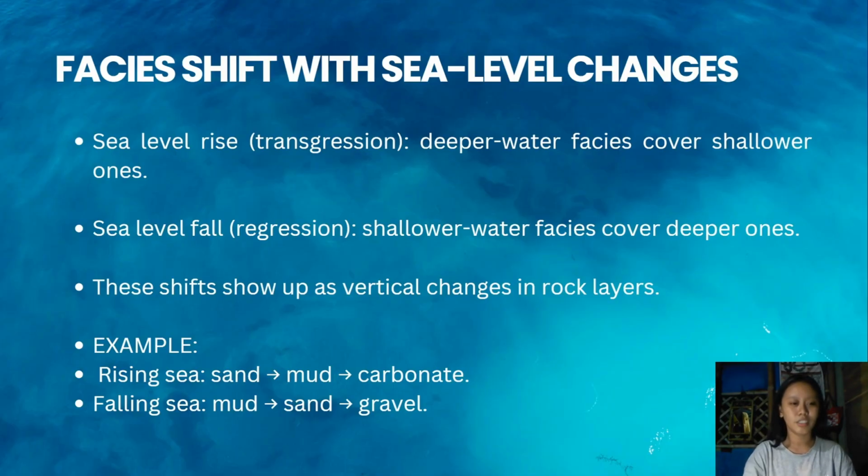Then, these shifts show up as vertical changes in rock layers. So, sa mga bato, nakikita natin ito bilang layers na magkakapatong, minsan sand sa ilalim, tapos mud sa ibabaw, or baliktad. Depende kung mataas or high tide or low tide ang dagat. Example ng layers is this: kapag rising ang sea, sand, mud, and carbonate. While kapag low tide, mud, sand, and gravel.